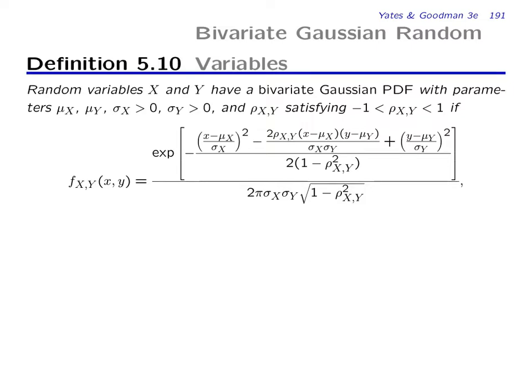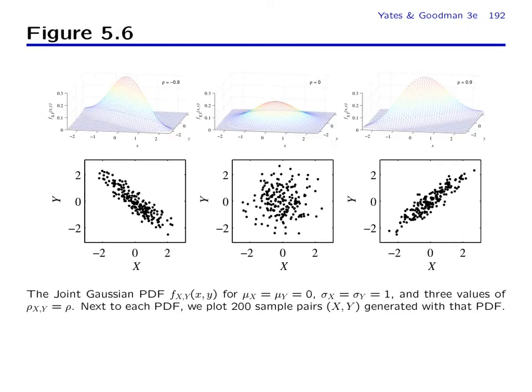The bivariate Gaussian PDF allows you to choose the mean value for x, mu x, the mean value for y, mu y, the standard deviations sigma x and sigma y, and the correlation coefficient, so that the density function is an exponential of this quadratic function in x and y. Remember that this quadratic function has level sets that correspond to ellipses of x and y.